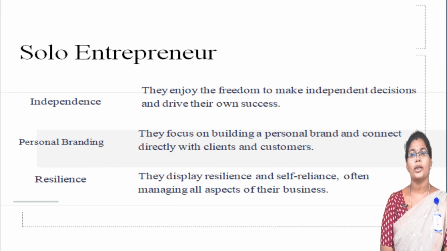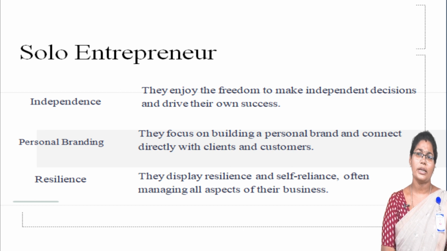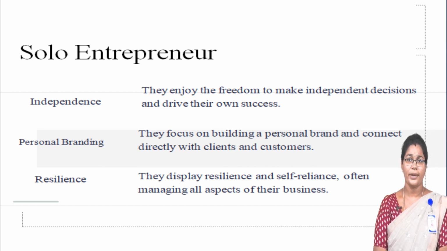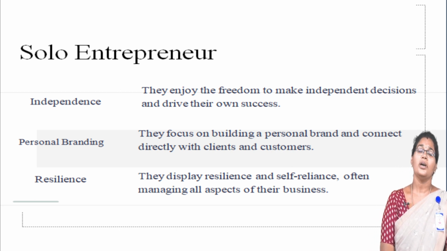Next one, solo entrepreneur. A solo entrepreneur is an individual person. So that person always works independently. All decisions are taken on their own idea. In any decision making, only that person has ideas in their business.